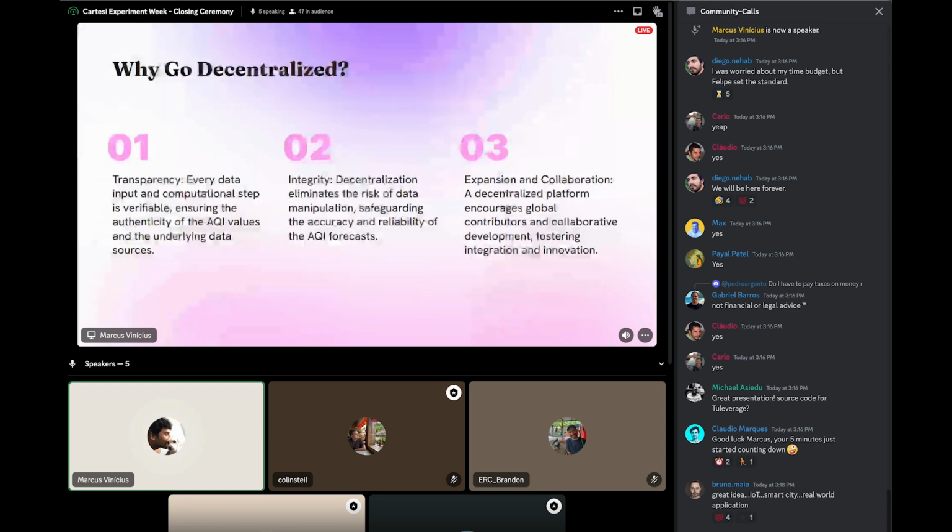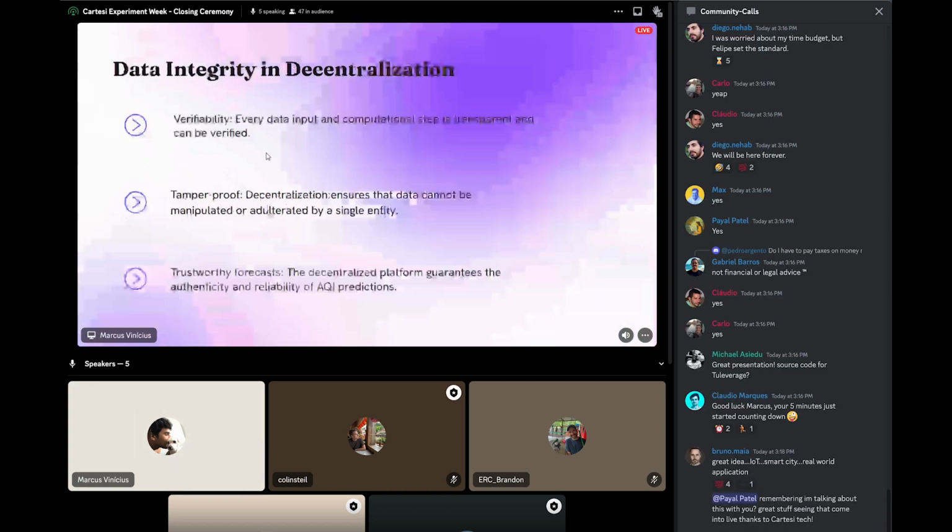We have three main reasons for that. Transparency, you can verify each computation step. Integrity, we eliminate data manipulation risks. And expansion and collaboration, right? The platform invites global contributors, fostering innovation and so on. And data integrity is central to decentralization. It's verifiable, tamper-proof, and provides trustworthy AQI predictions. So imagine here, no single entity can adulterate the data model and the predictions made by the model.